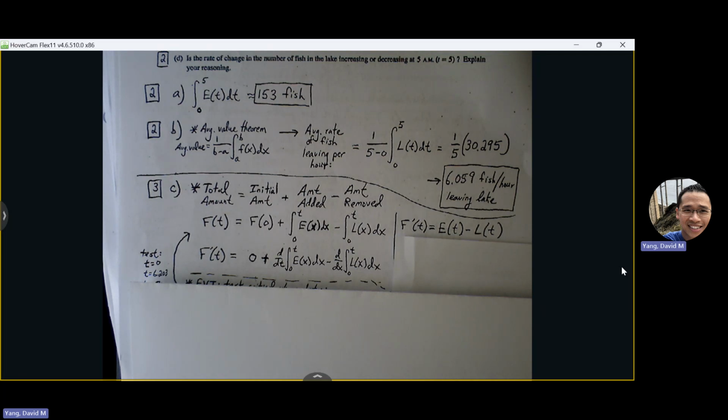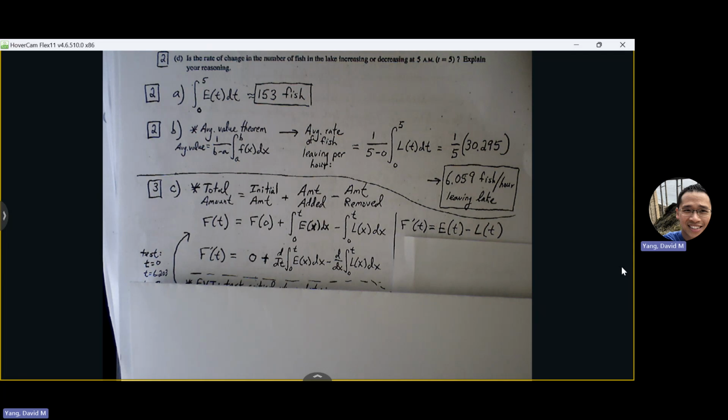I've applied the derivative for each of these terms here. That goes to 0. This comes down to E of t, and this comes down to L of t. Basically, second theorem. Getting that function down to a derivative level. So once we're here, we know our critical point is where f prime is equal to 0.